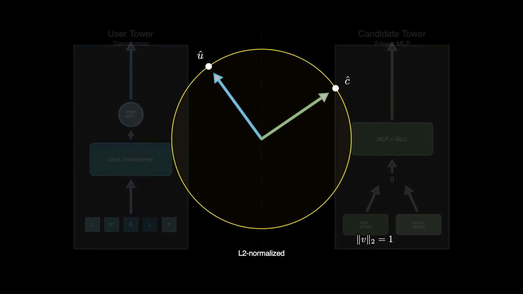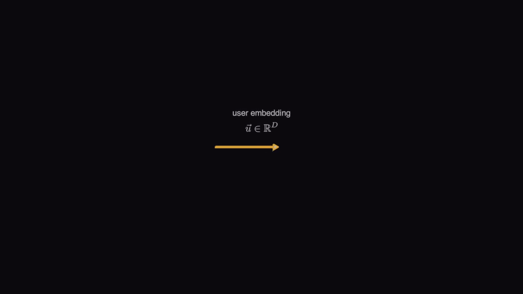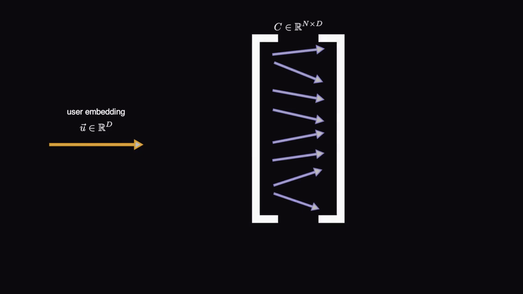Both towers output L2 normalized vectors in the same embedding space. Retrieval then becomes a dot product similarity search. The user representation is a single vector of dimension D. The corpus is a matrix of n normalized candidate vectors.